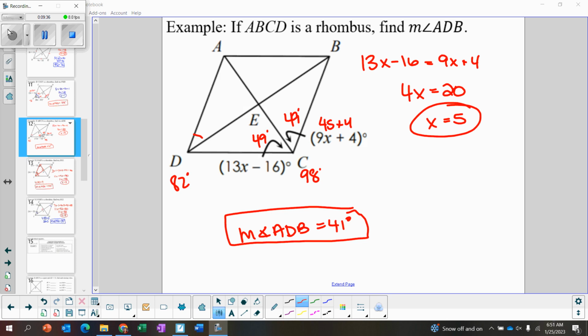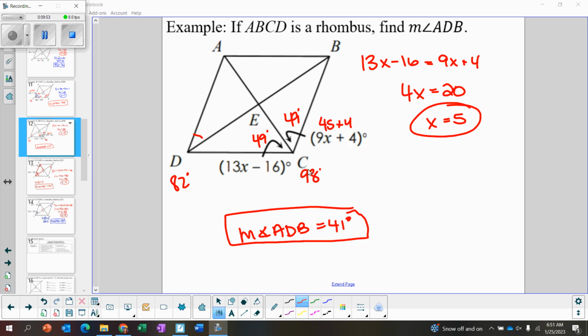All right, so since the angle got bisected, we set the 9x plus 4 equal to the 13x minus 16, and when we solve, we get x is 5. When I plug 5 back in, 9 times 5 is 45, plus 4 is 49, so each of these angles are 49. Together, 49 and 49 is 98.